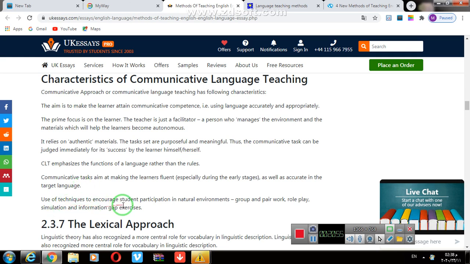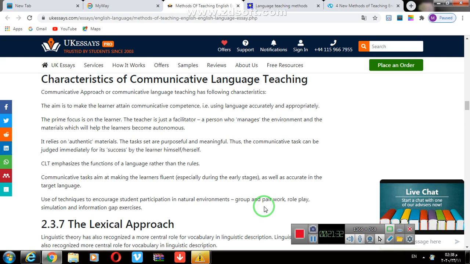Also, the use of techniques to encourage student participation in natural environments: group work, pair work, role play, simulation, and information gap exercises. All these techniques help students to practice this method and give them self-confidence to use it more and more. So these are the most common methods you are going to learn and teach throughout the year.